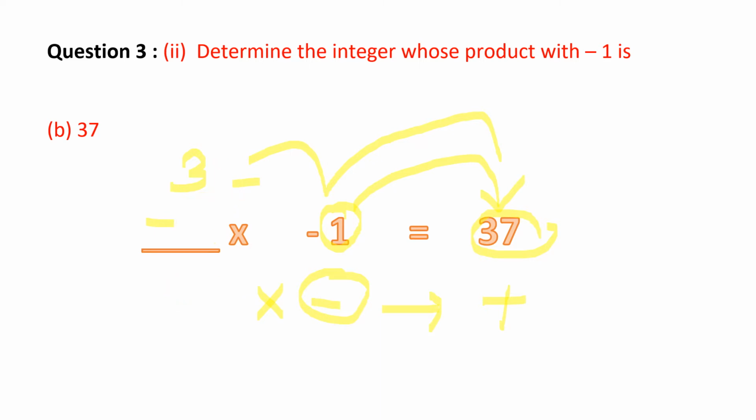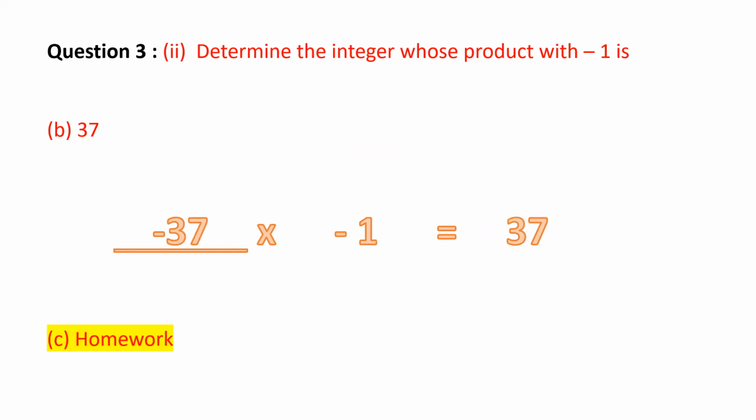So let me see what my answer is. The answer is minus 37. Why? Minus 37 into minus 1 is 37, because 37 into 1 is 37, and minus into minus is plus. So plus 37. Right? So my answer is minus 37. Next, the C part, do it as homework so that the concept of this question will be clear to you. Same way, you have to do C as homework.